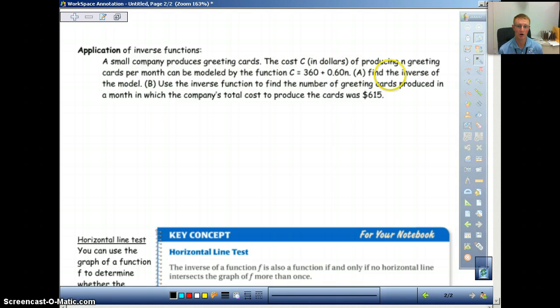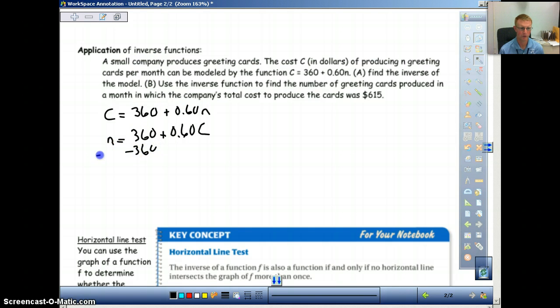So the first part is they want us to find the inverse of the model. So we're simply going to use our function. So we have C equals 360 plus 0.60n. So if we want to find the inverse, we have to switch our variables. So it'll be n equals 360 plus 0.60 and then c. And now we're going to solve for c. Minus 360 on both sides. So we're left with n minus 360 equals 0.60c.